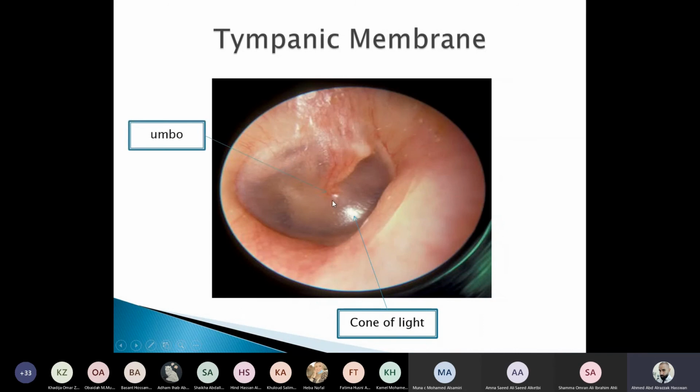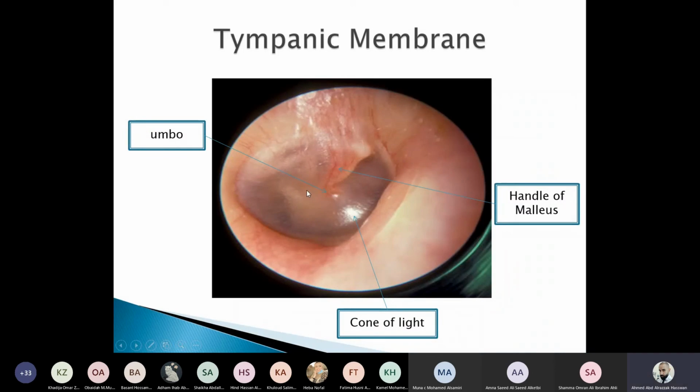Now the second main structure, this is called the umbo, and this is called the handle of malleus. Of course, the malleus is the first of the three ossicles which are connecting the external ear to the inner ear. So these three ossicles connect the tympanic membrane all the way through the middle ear, and finally to the window that is connecting to the cochlea.